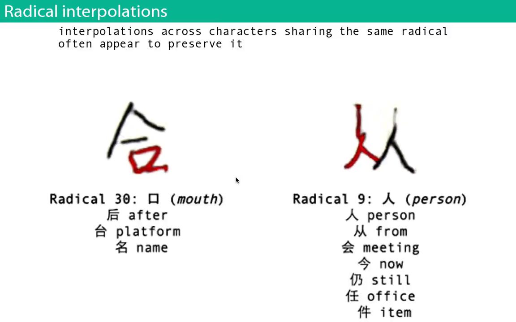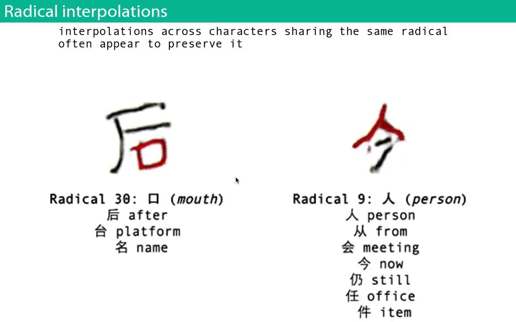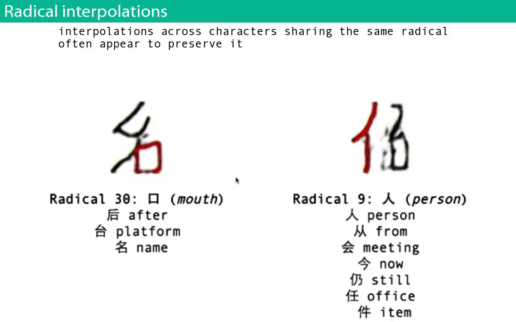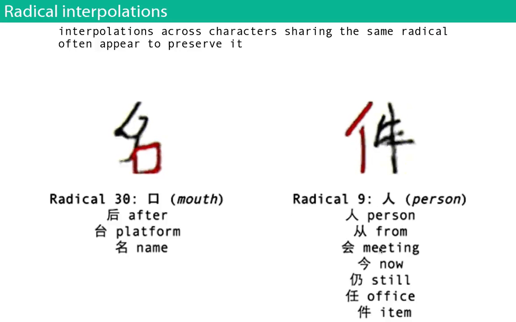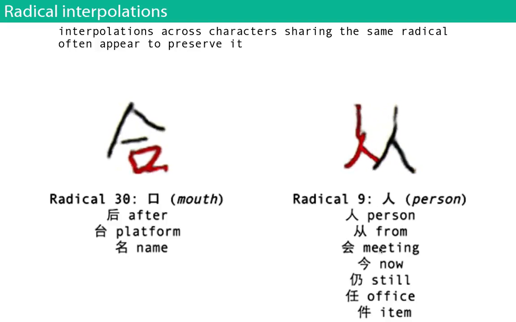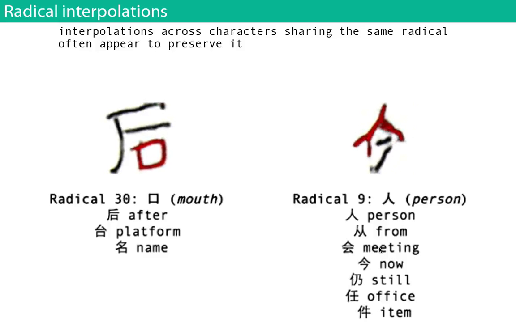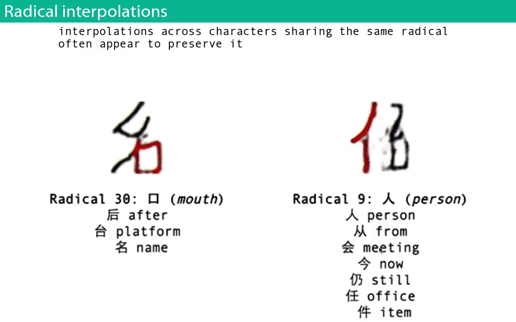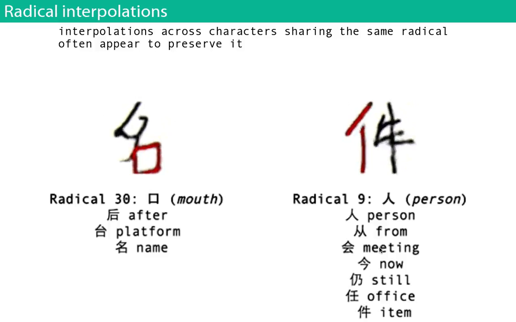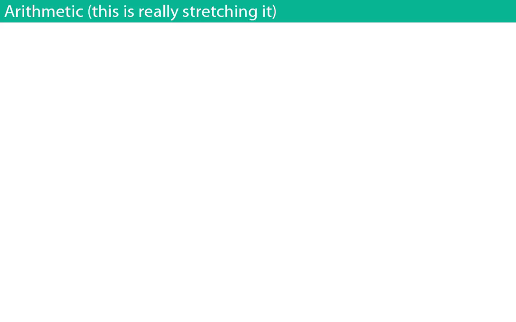Chinese characters are made up of radicals, which are like root characters. There are about 214 of them. I highlighted them in this case, where if you have a group of characters which share the same radical, it appears to preserve the radical during the interpolations. I kind of cherry-picked. It doesn't do that all the time very well, but it does in these examples reasonably well. And so I included that.